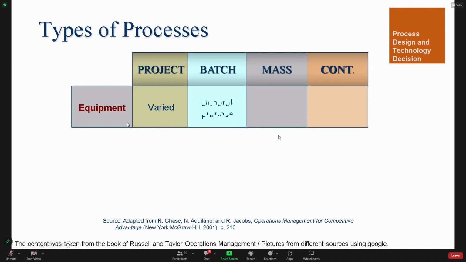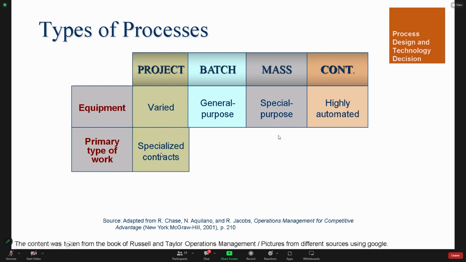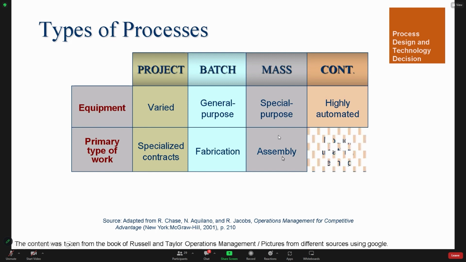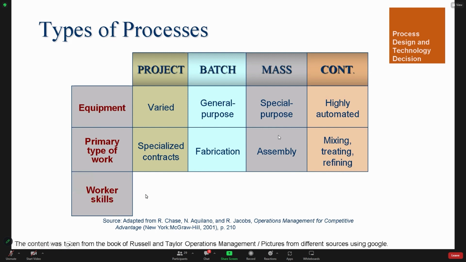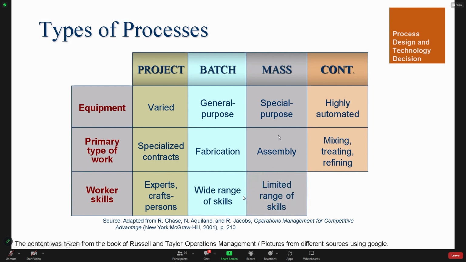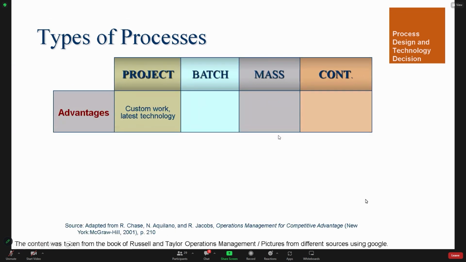For the equipment, project varies. Batch, general purpose. Mass market, special purpose just for that product. Continuous, highly automated. Primary type of work for project, specialized on contracts. Fabrication for batch. Assembly for mass production. And mixing, treating, and refining for continuous production. Worker skills sa project, they need experts. Sa batch, wide range of skills ang meron sila. Sa mass market, limited lang ang range ng skills kasi nga machines na ang gumagawa. And continuous, equipment and monitoring lang ang skills nila, no? How to use the equipment.